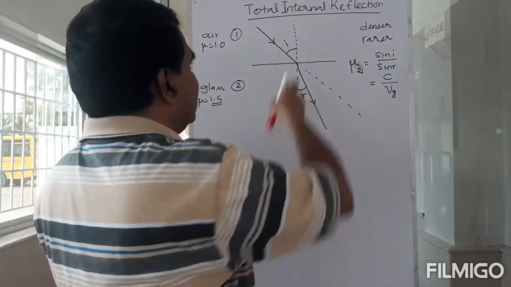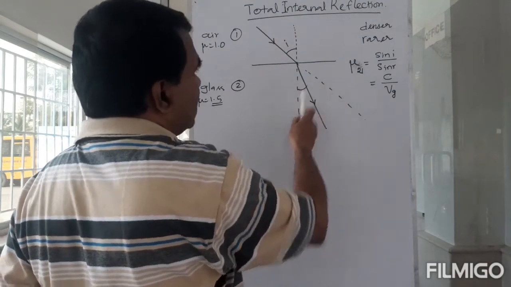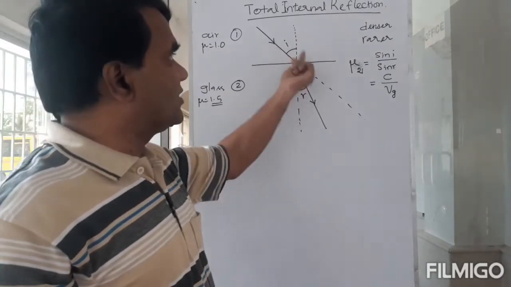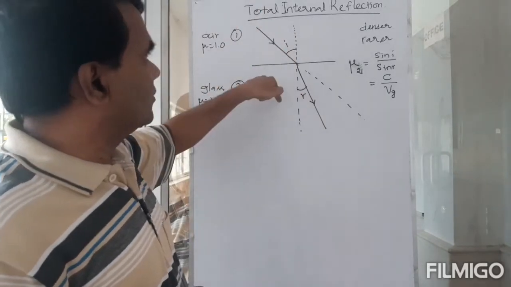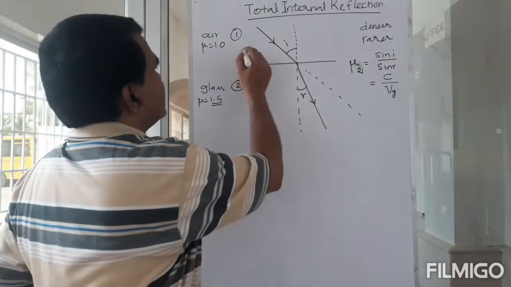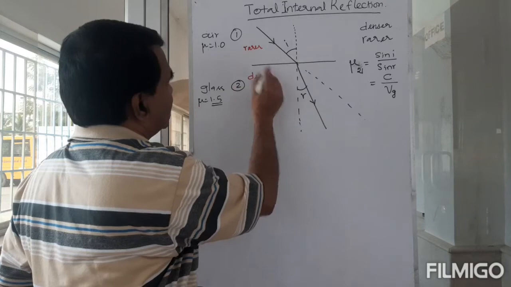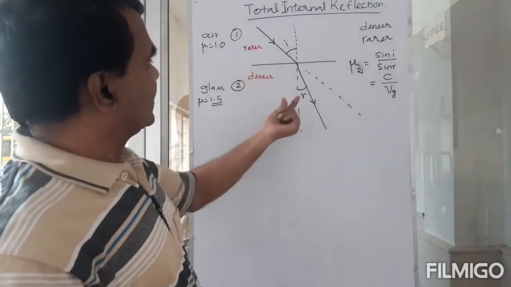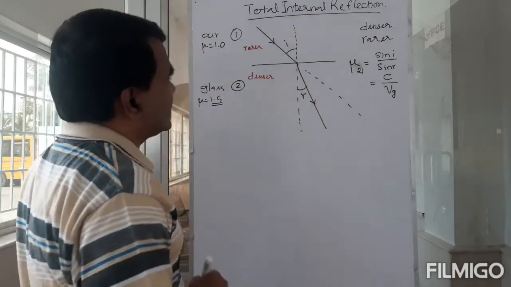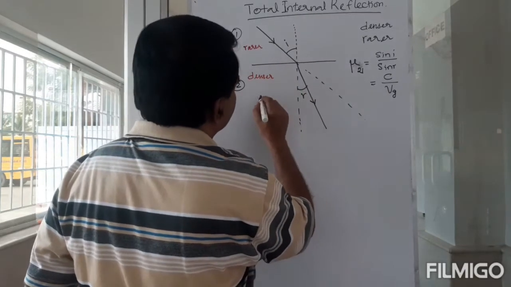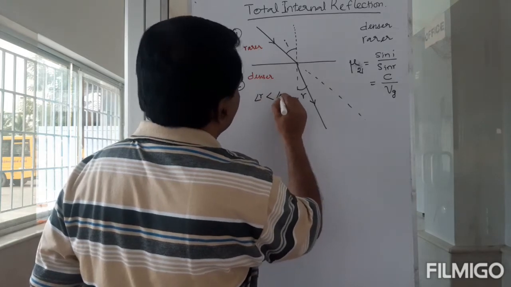Okay, so if I start from here and go like this, as I increases, R also increases, but R will not increase as much as I. I will always be greater than R as you come from air to glass, from rarer to denser. So this is the rarer medium, this is the denser medium, air to glass. So this angle R will always be less than angle I.